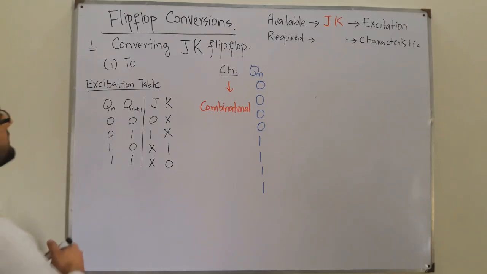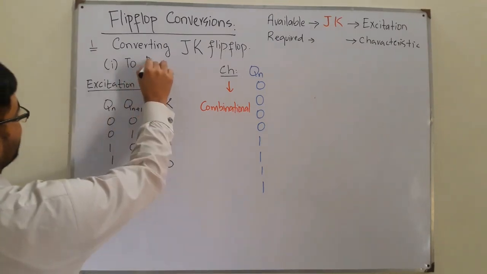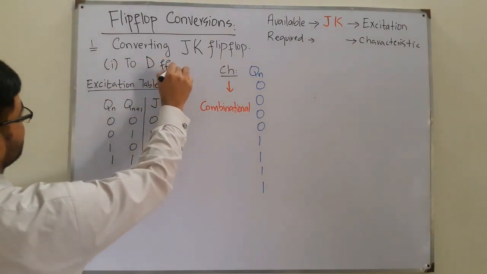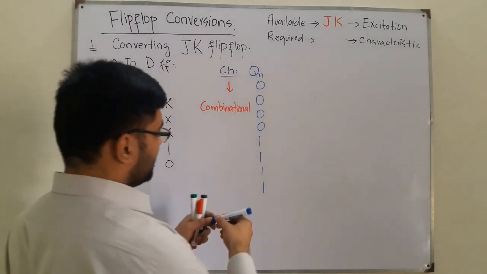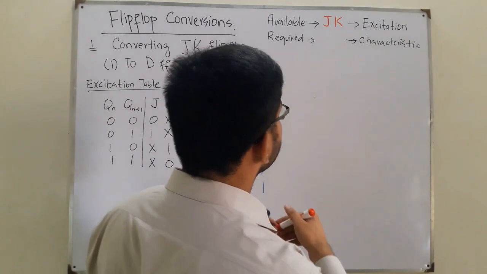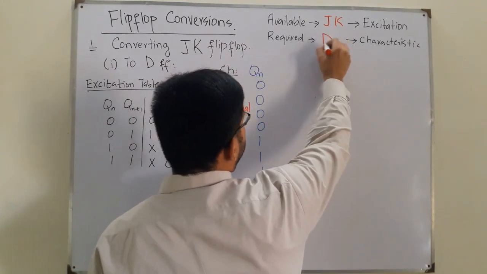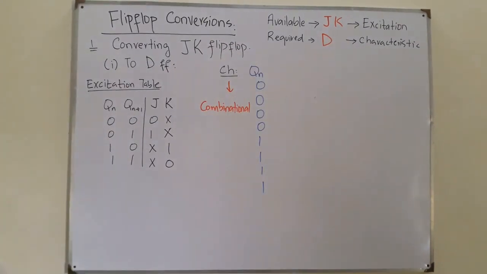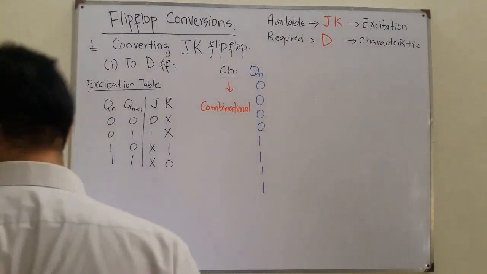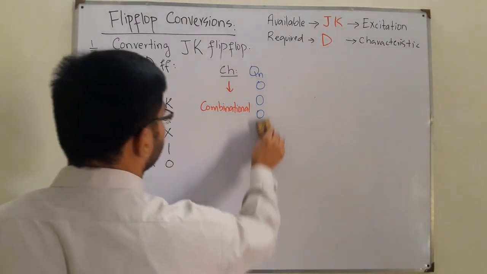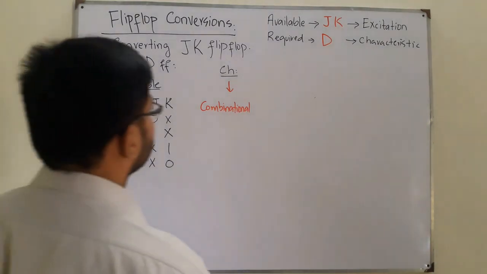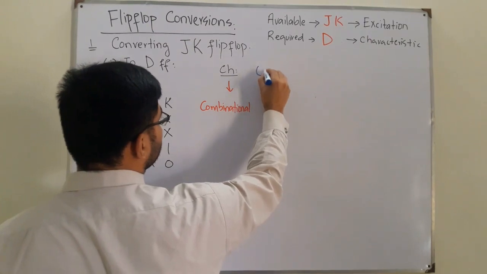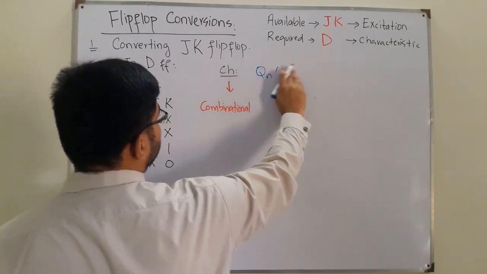Okay, JK to D flip-flop. The required is D, so you have to make the characteristic table for D now. And the characteristic table of D is so simple. It is just equal to the value of D.